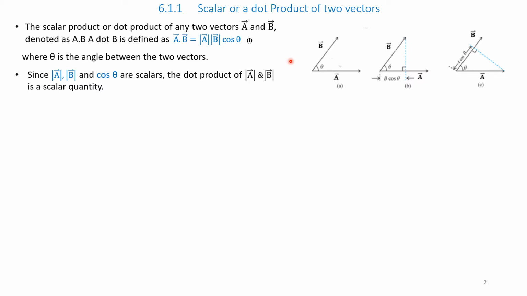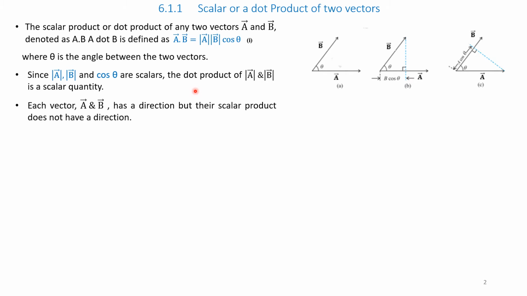Since mod A, mod B and cos theta are scalars, the dot product of A and B is a scalar quantity. Each vector, A and B, has a direction, but their scalar product does not have a direction. See here, A has a direction, B has a direction, but their scalar product does not have a direction.